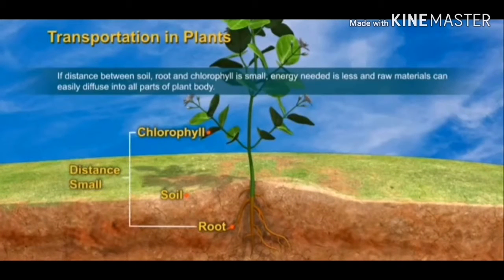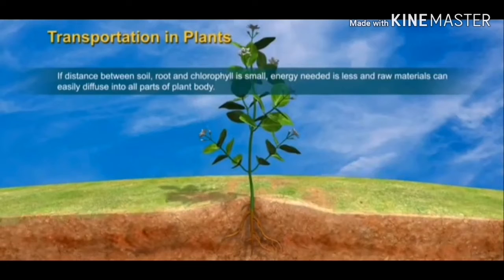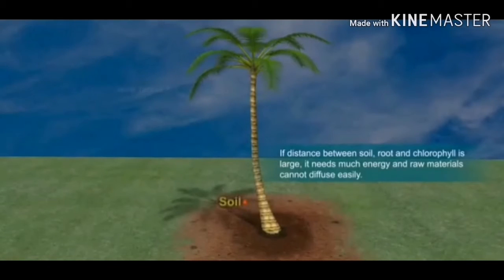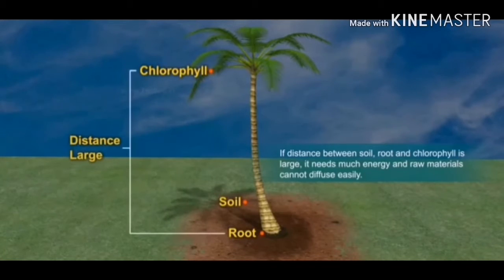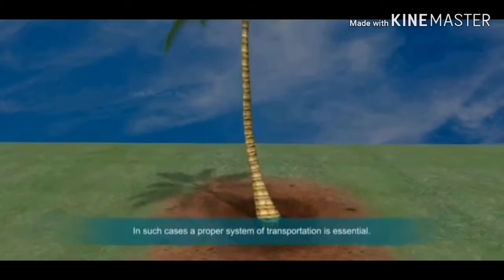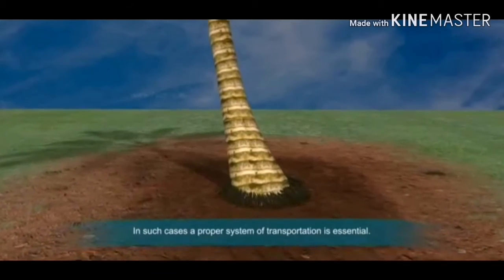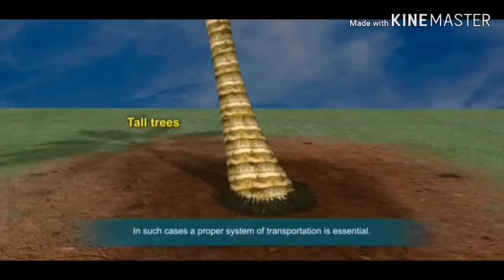If the distance between soil, root, and chlorophyll is small, energy needed is less, and raw materials can easily diffuse into all parts of the plant body. If the distance between soil, root, and chlorophyll is large, it needs much energy and raw materials cannot diffuse easily. In such cases, a proper system of transportation is essential.